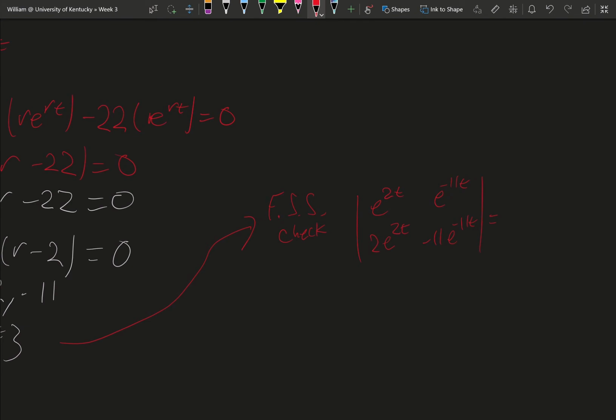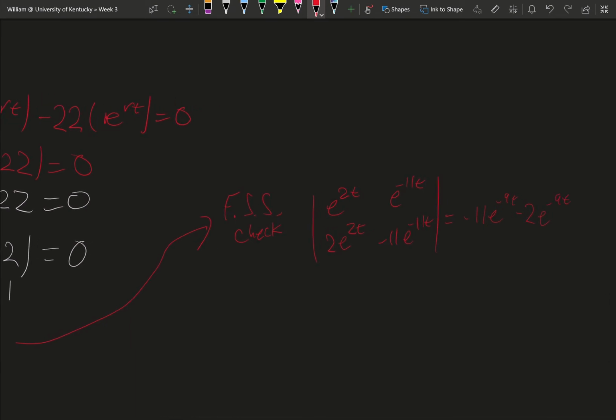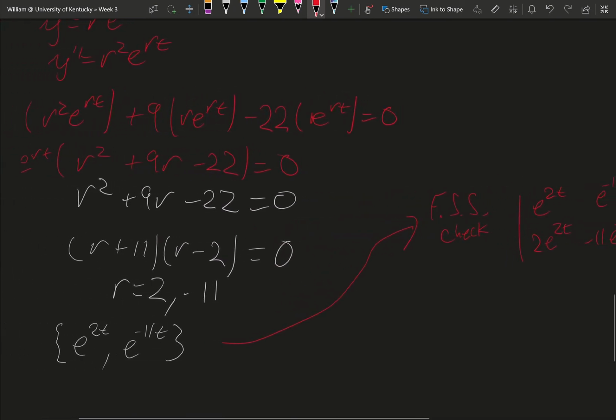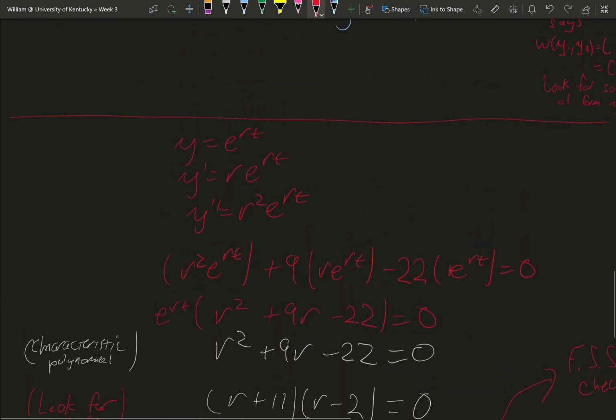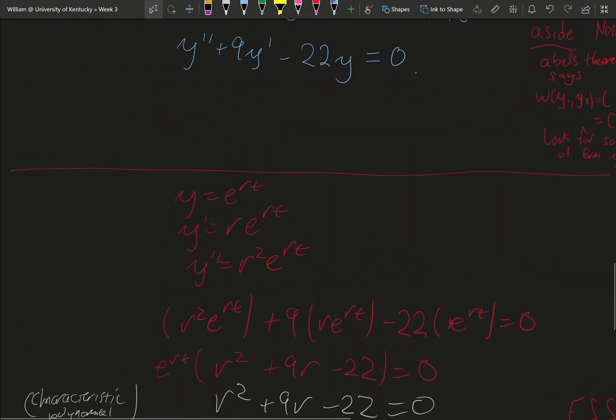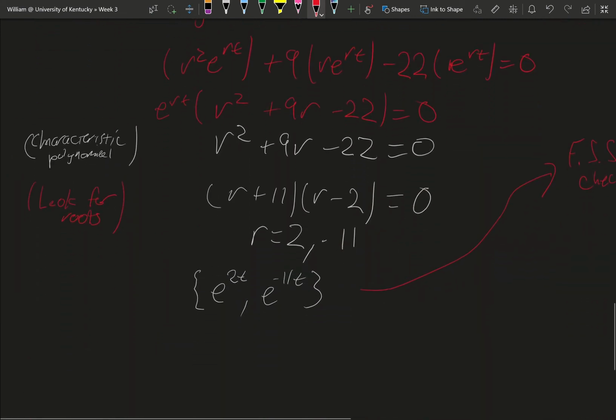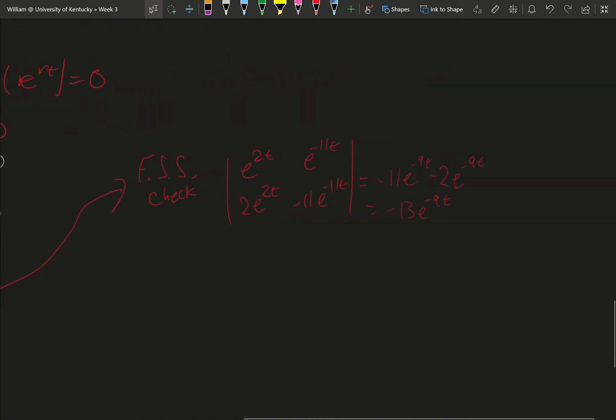So this is going to be 2 times negative 11, that's going to be negative 9. So we have negative 11 e to the negative 9t, and then minus 2 e to the negative 9t. So we get as our answer negative 13 e to the negative 9t. For this one in particular, note there are no t's in this equation. It's always continuous, so we should be fine plugging in any t value and seeing that it's non-zero.